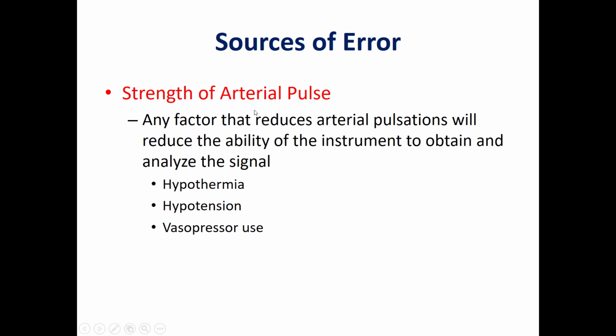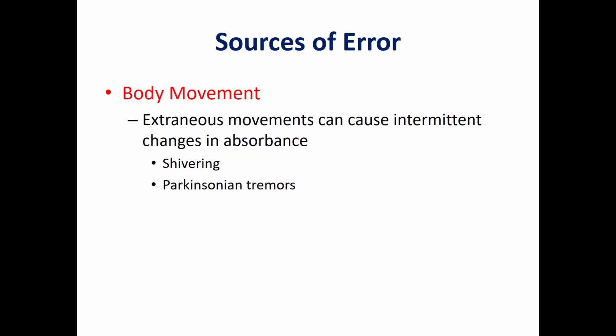The strength of the arterial pulse. Other factors that reduce the arterial pulsation, and so reduce the ability of the instrument to obtain and analyze the signal, are hypothermia, hypotension, and vasopressor use. So if we have a low temperature, low pressure, or we use drugs which lead to dilation of the blood vessels, this will lead to a loss of the strength of the arterial pulse, and we will have a loss of signal strength.